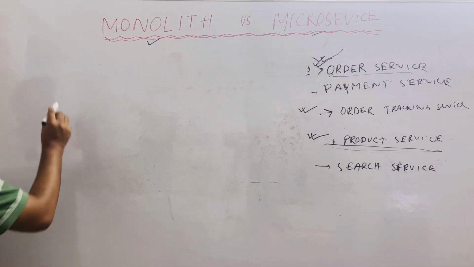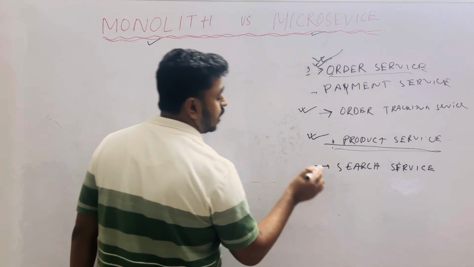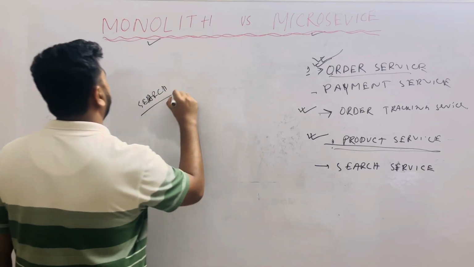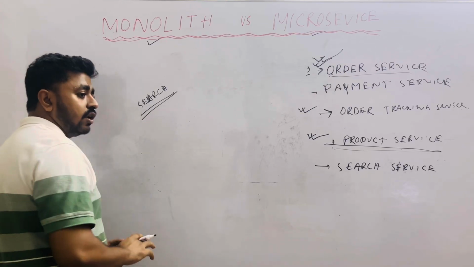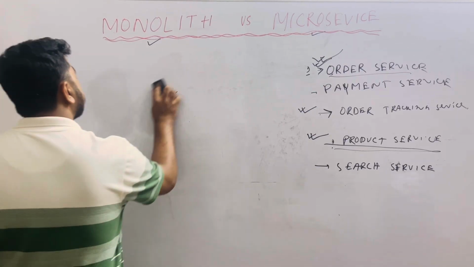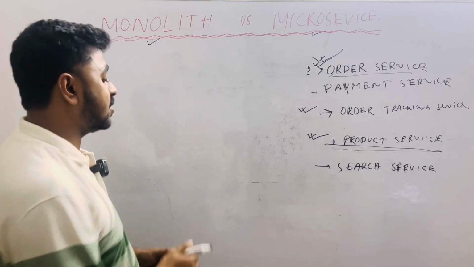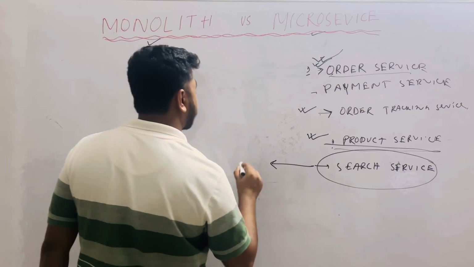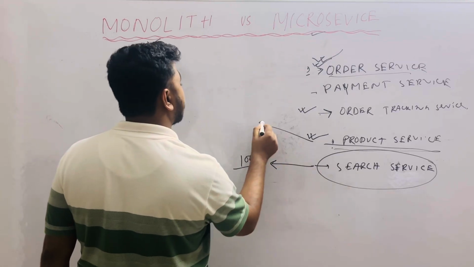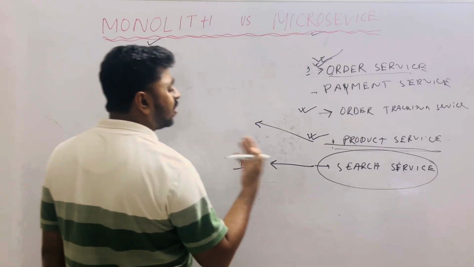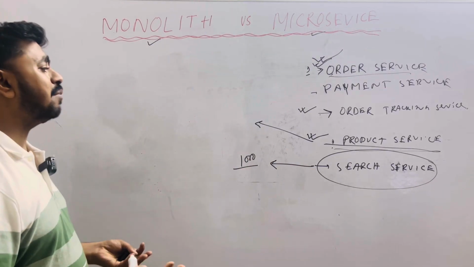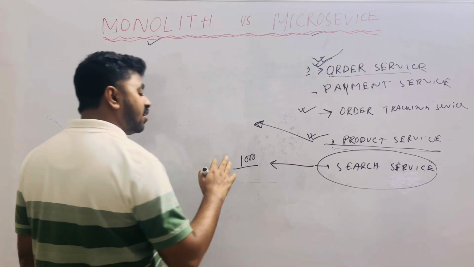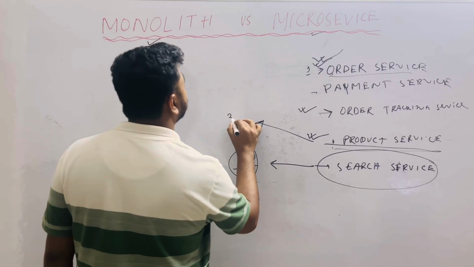Just think of the Big Billion Days, when you have the maximum load in the search of the product, like what is the price of the product. So in Big Billion Days, you may scale the search service into multiple servers. Suppose you scale the search service to 1000 servers, but the product entry service may not need to scale, because whichever seller, he may have already added the product before Big Billion Days.